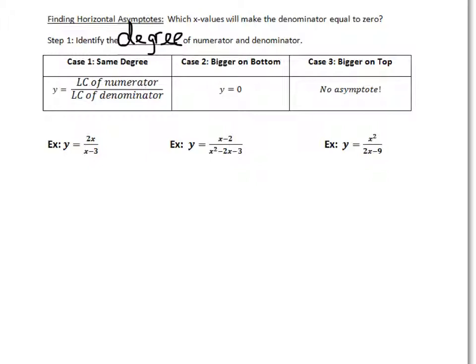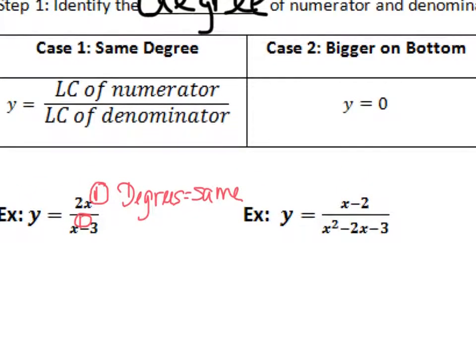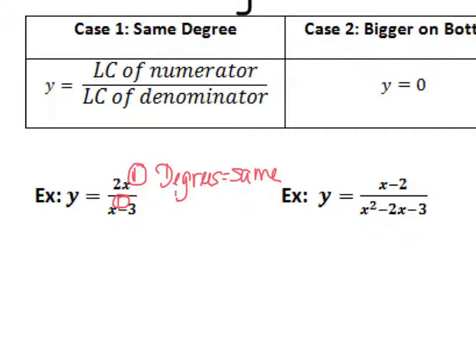So the first example, first of all, I'm going to fill in visible exponents. So this x has a 1, and so does this one. Well, those are the only exponents, so those are my degrees. So this has a degree of 1. This has a degree of 1. So the degrees are the same. So I look at my 3 cases, and we're looking at case number 1. So I'm going to put a case 1 here just so I know where to go back and look.